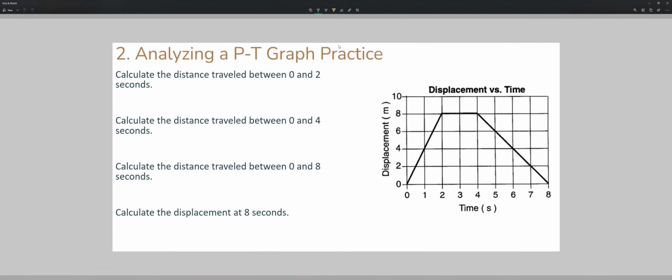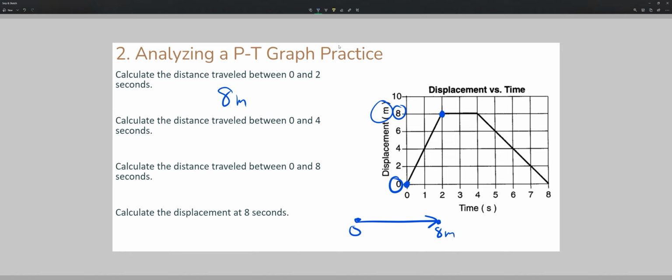So the first question says calculate the distance traveled between 0 and 2 seconds, right? So you'll see that on the y-axis you have your position, right? Displacement. Well, at 0 seconds, I'm at a position of 0 meters. At 2 seconds, I'm at a position of 8 meters, right? So I'm essentially going from 0 to 8. I traveled 8 meters.